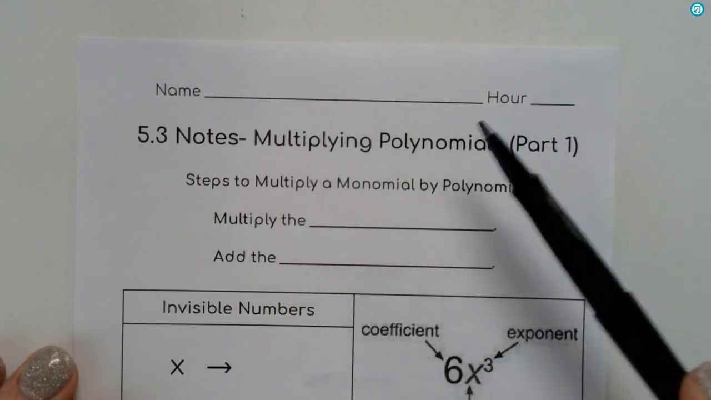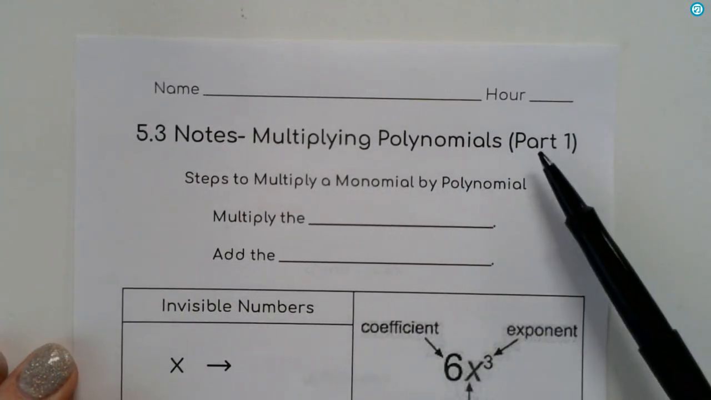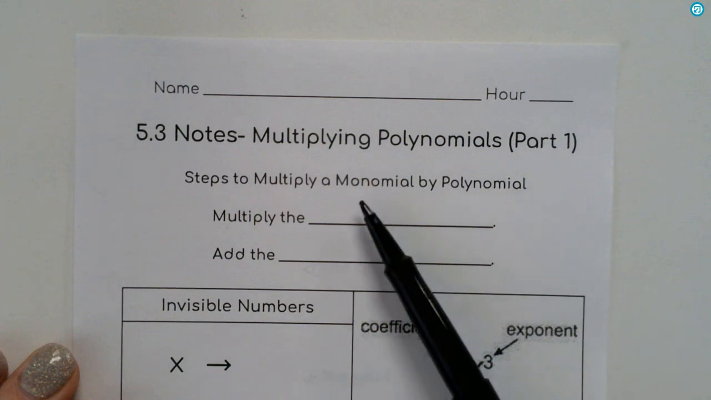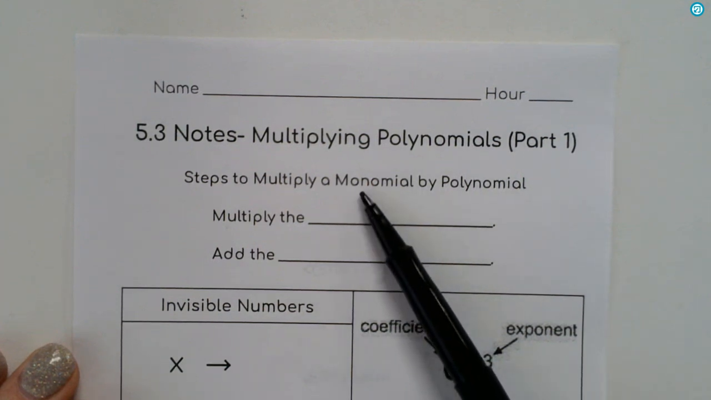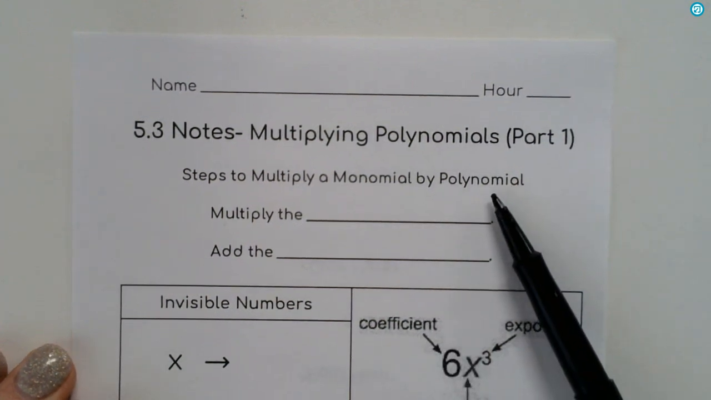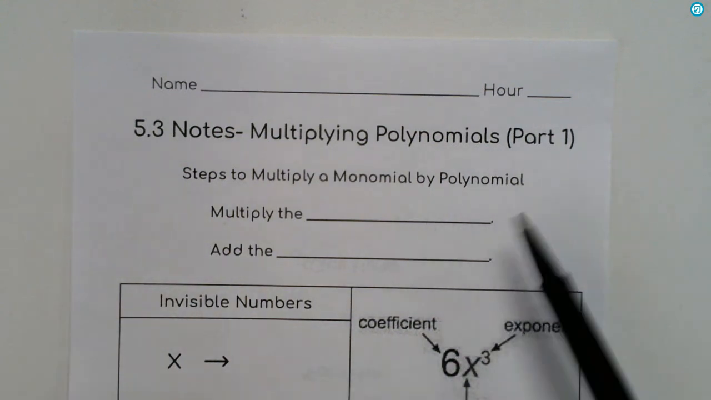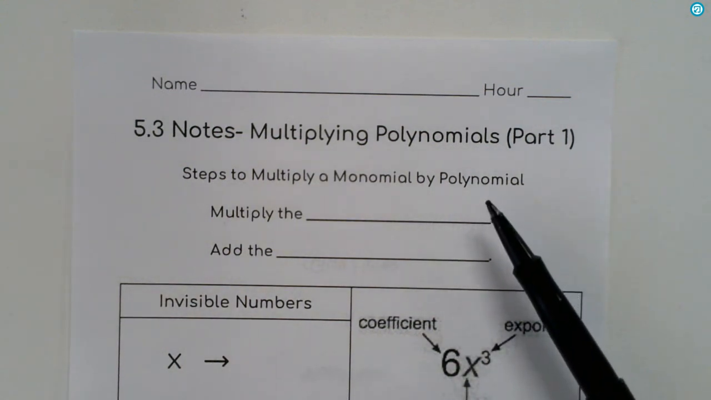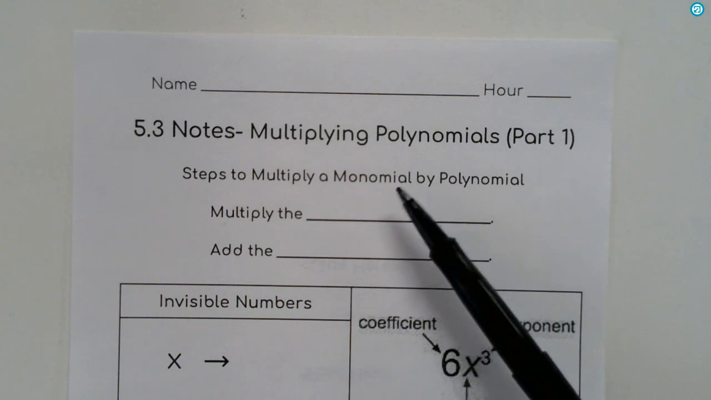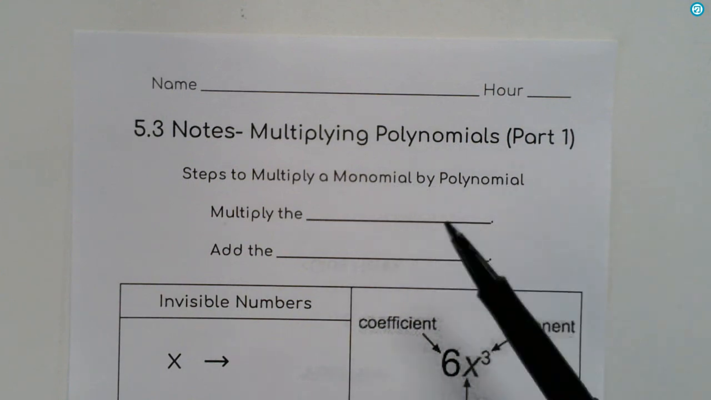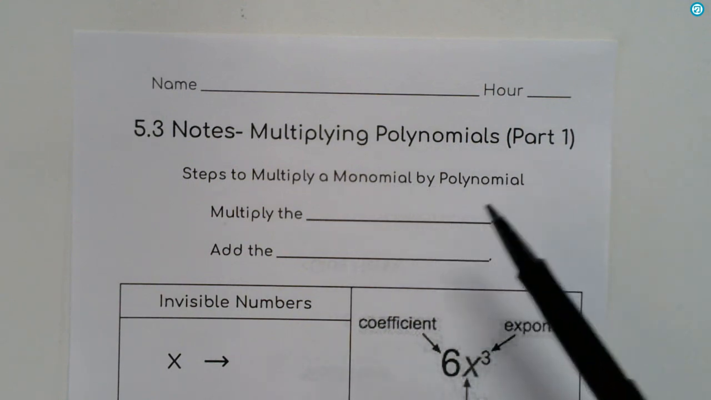We are now multiplying. We've added and subtracted. This is part 1 of multiplying. Today we're going to be multiplying a monomial, which is one term, by a polynomial, which can be any amount of terms. I know we talked about polynomials being 4 or more, but for our purposes today, it's 1 by anything. So it could be a 1 by 2, a 1 by 3, a 1 by 4.